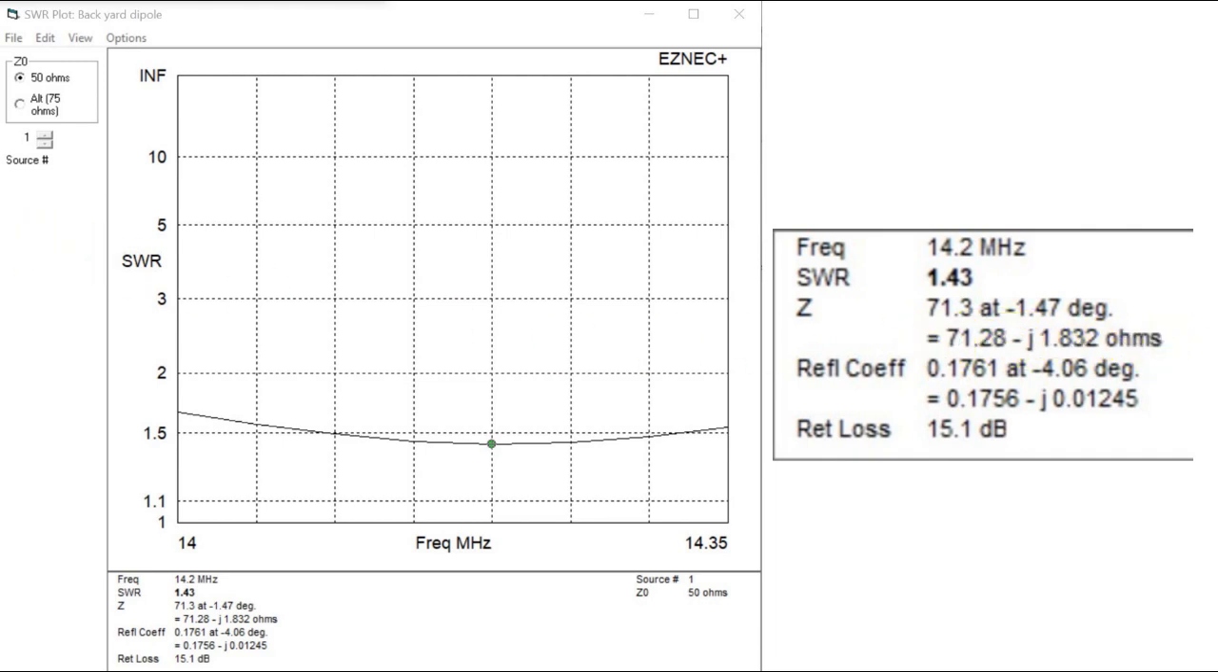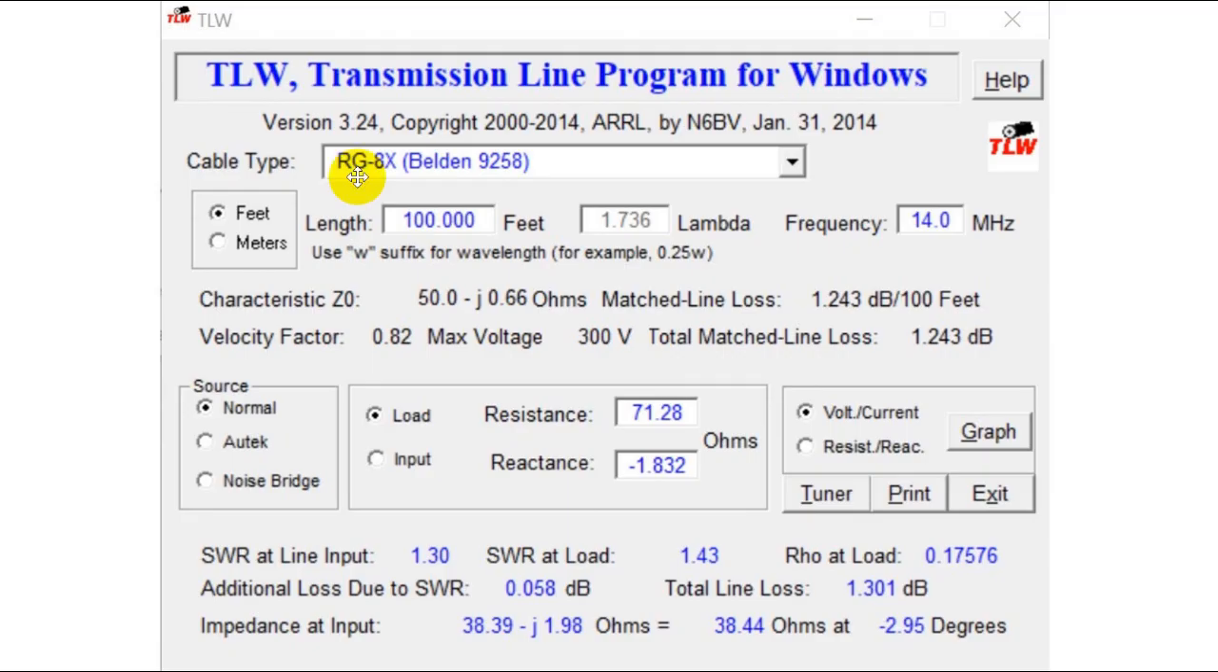But let's look and see what happens when we put a real transmission line in here, okay? This chart, which shows TLW, or the Transmission Line program for Windows, shows the use of a very common coax, RG8X, and 100 feet of it, which is a common length. And I will tell you, when you take a look at all the twists and turns that your feed line takes getting from the transmitter to the antenna, this is quite a reasonable number.